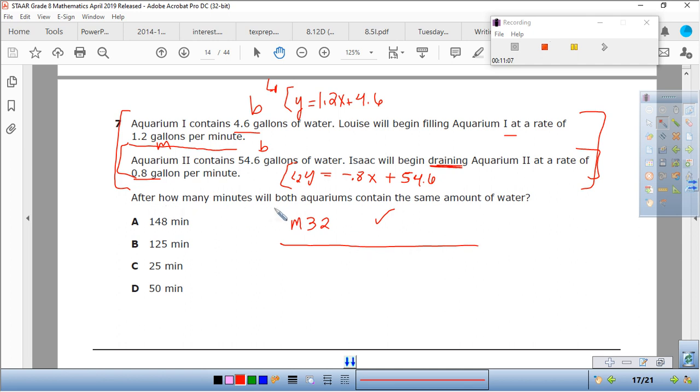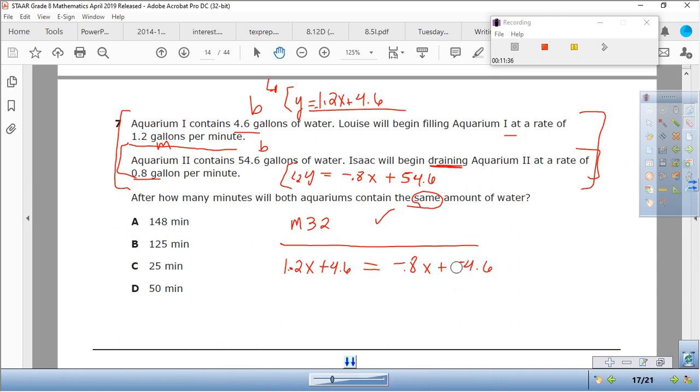The question is saying, after how many minutes will both aquariums contain the same? What does that same mean? That they're equal. So he put the first one here, 1.2x plus 4.6 is equal to the second one, negative 0.8x plus 54.6. And then comma x and solve it, and you'll get the answer. It's not too bad. So solve it, and they said it was 25.